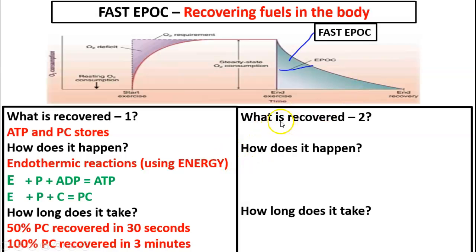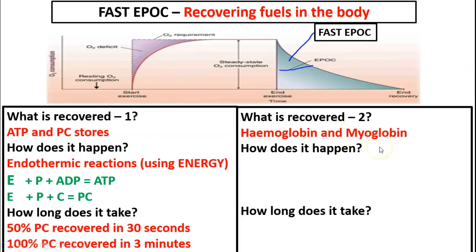We need to know that, obviously, from the previous slide, if you remember, we need to think about how we get oxygen back to our blood and our muscles. So the second part of fast EPOC is referring to hemoglobin and myoglobin. This should be relatively straightforward. The second thing, hemoglobin and myoglobin, are recovered because we need to get them back to what they were. And we need to understand how it happens.